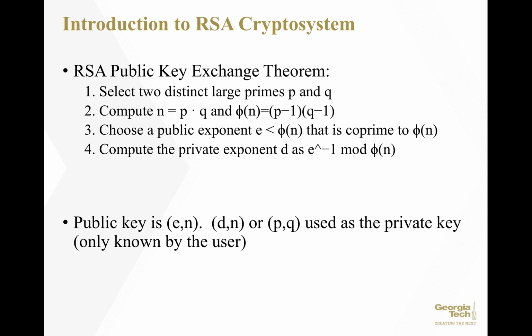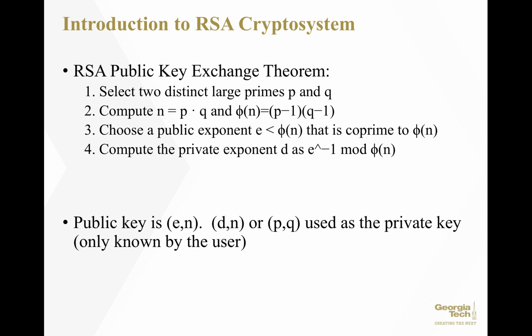So, a quick introduction to the RSA crypto system. Public key exchange is done through the generation of large prime numbers, usually referred to as P and Q. The modulus n is computed, which is the product of these two large primes, and then phi(n) is the product of (P minus 1) and (Q minus 1). An exponent E is chosen such that phi(n) is co-prime to E, meaning they have no common factors. And then a private exponent D is calculated as the modular inverse of E modulo phi(n).